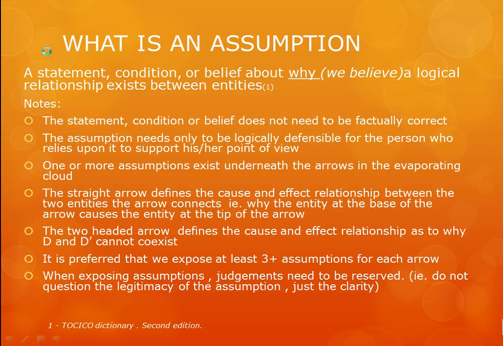In relation to D and D prime, those assumptions are a special case because we're asking why it is that those cannot coexist, as opposed to the other entities in the evaporating cloud where we're seeking to understand why they do exist. In all cases, we're seeking to expose at least 3 assumptions for each arrow, and we should be reminded that exposing assumptions requires us to reserve our judgment. I don't question the legitimacy of the assumption, just the clarity through words.